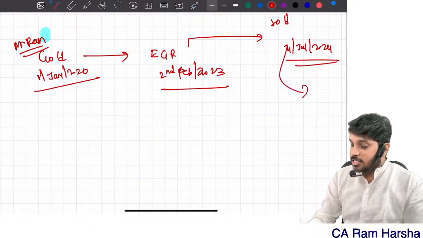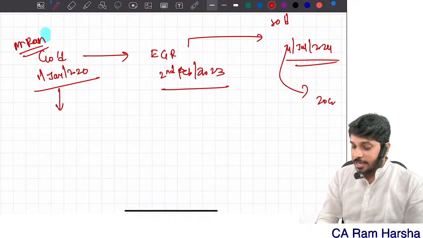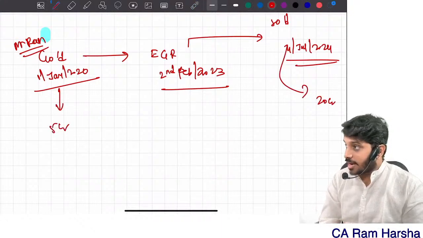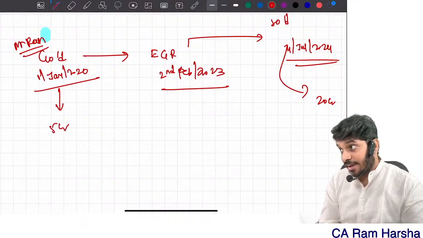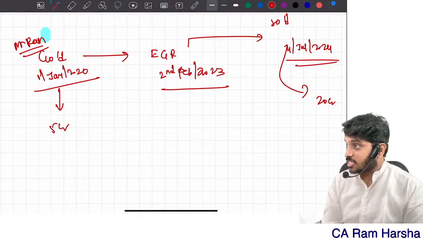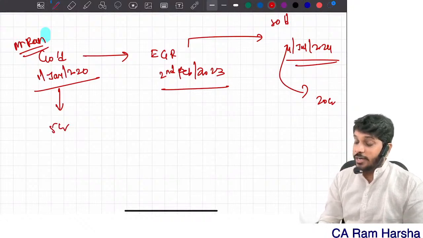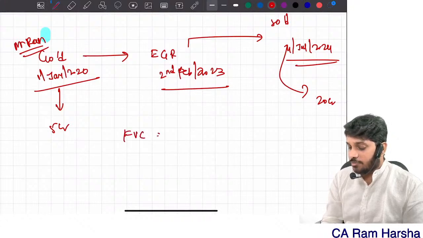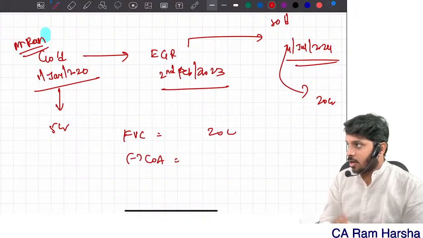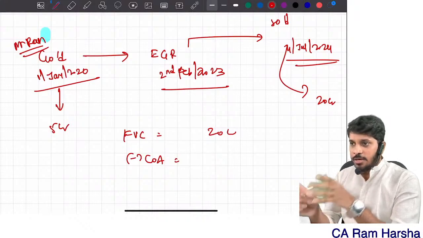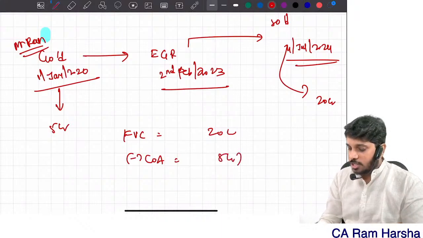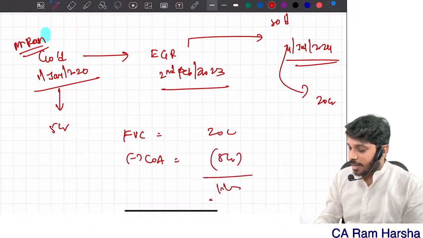I sold the EGR at 20 crore. At the time I purchased the gold, it was 5 crore. At the time when I sold this EGR, it is 20 crore. Now, what did I sell? EGR. What is the full value of consideration? 20 crore. Minus the cost of acquisition. The cost of acquisition of EGR is nothing but the cost of acquisition of gold, which is 5 crore. Now you got a capital gain of 15 crore.